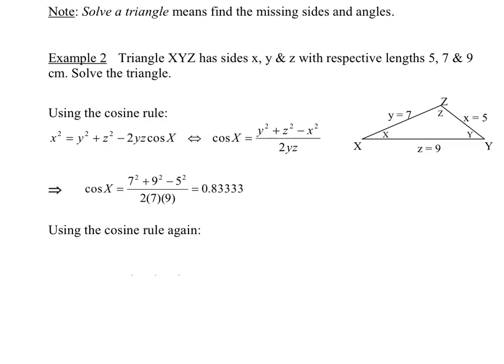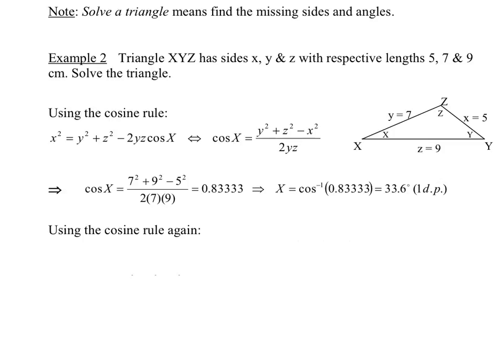And then if we want to find out what x is equal to, what we've then got to do is the inverse cosine of that to get 33.6 degrees. So we've now got angle x. We've got this angle in here now. It's 33.6 degrees.